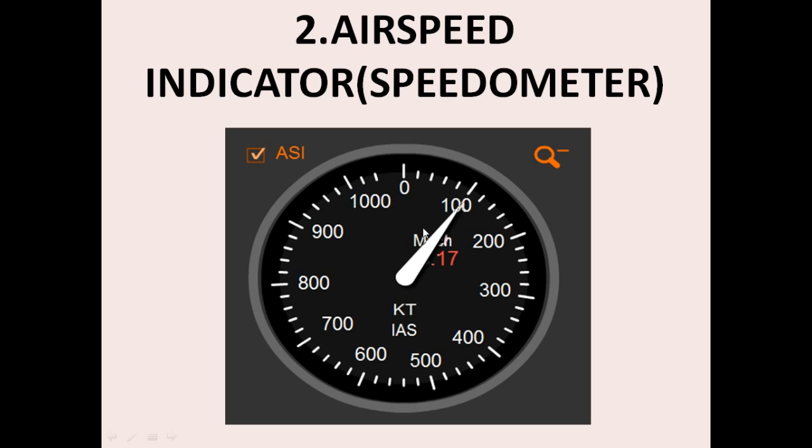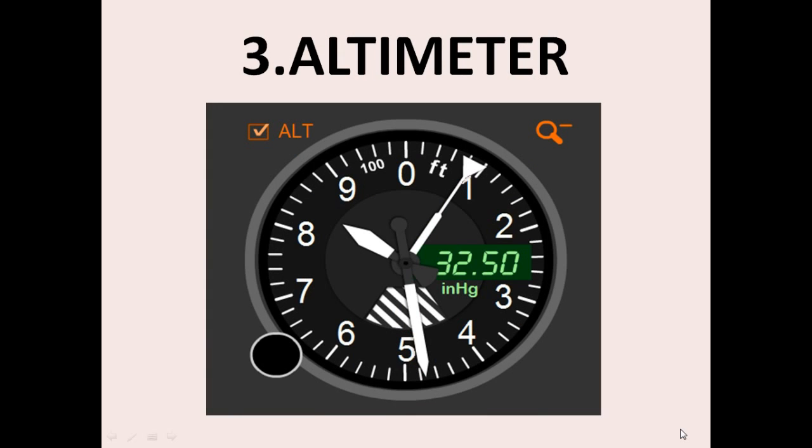There are divisions. The speed ranges from 0 to 1000 kilometers. I think this won't be difficult for you to judge. Let's move on to the next one, that is altimeter.